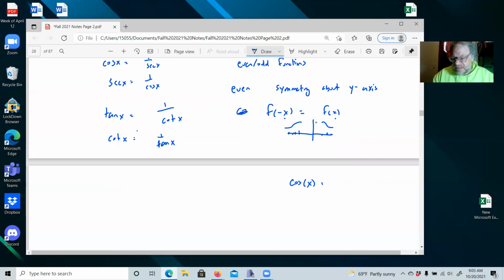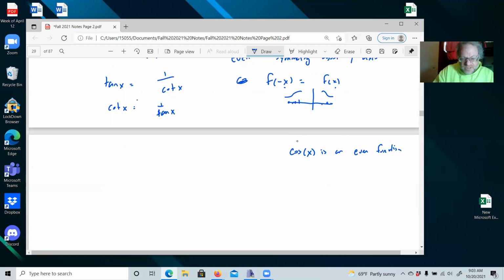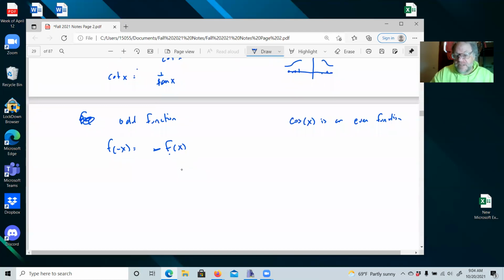Cosine is an even function. Sine and tangent are both odd functions. So the test is f. Let's title it odd function: f of negative x is equal to negative f of x. Are we factoring out the negative? No, we're not doing that. We're applying this type of symmetry, which allows us to do this. This is the definition of an odd function, that it has this property. I know it looks like factoring, but that's not what's happening.